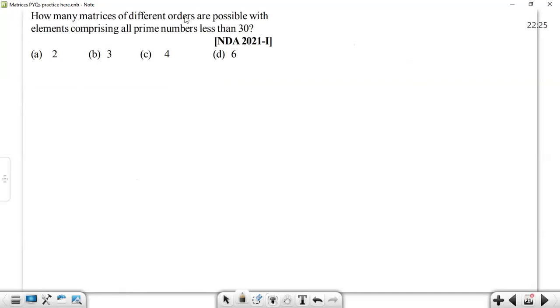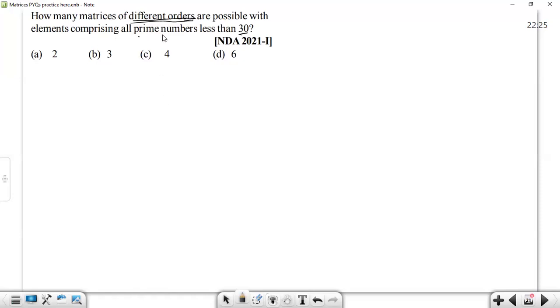How many matrices of different orders are possible with the elements comprising all prime numbers less than 30? 2, 3, 4, or 5? 2, 3, 4, or 6? Now we have to tell the number of orders that are possible with the elements. The number of elements is not given to us. We have to find out how many elements there are. The elements are all the prime numbers less than 30. So how many prime numbers are there less than 30?